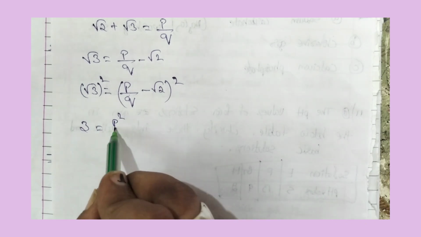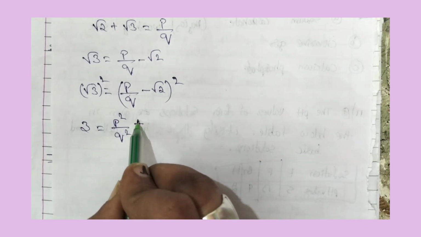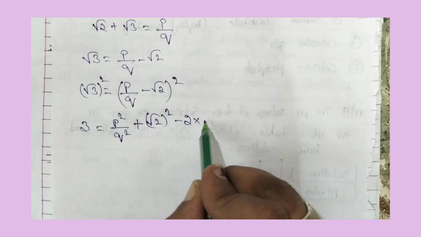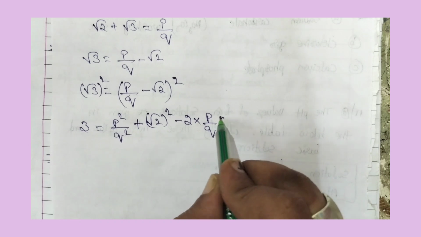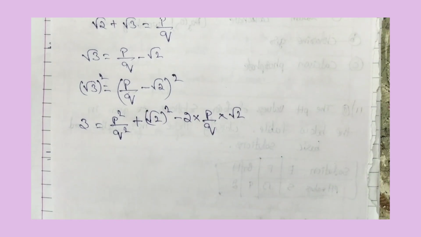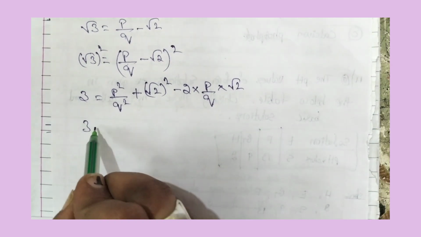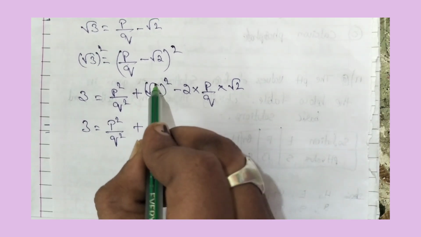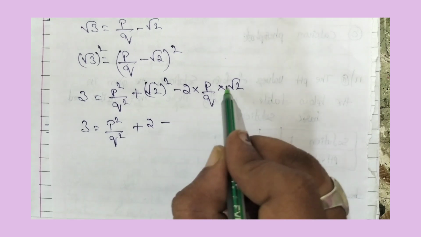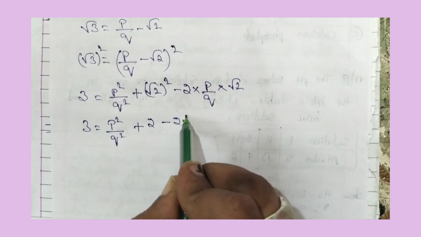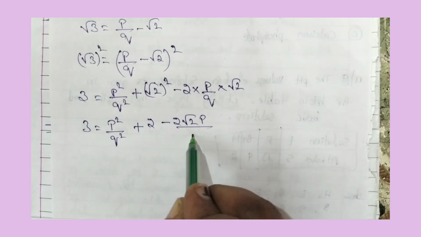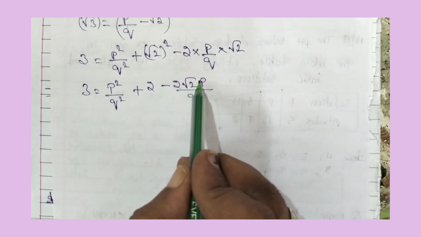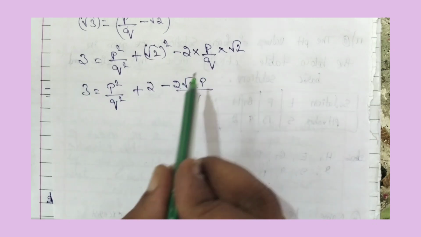A square, P square by Q square, plus B square, root 2 whole square, minus 2 into A, that is P by Q, into B, which is root 2. So 3 is equal to P square by Q square plus 2, minus 2 into root 2 into P by Q. Now shift minus 2 root 2 P by Q to this side, and plus 3 to the other side.